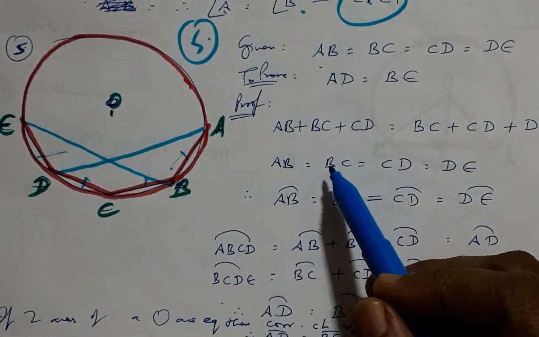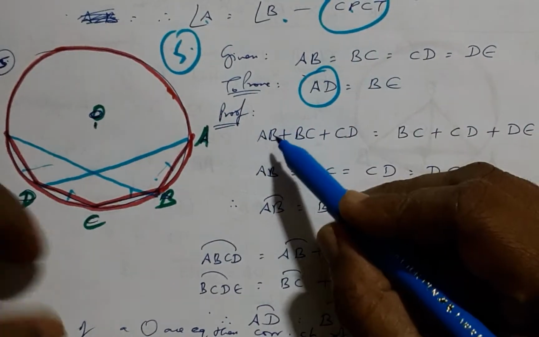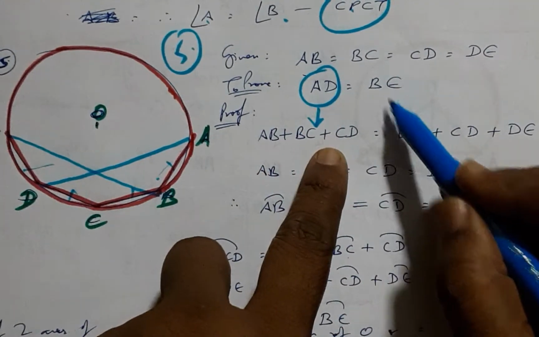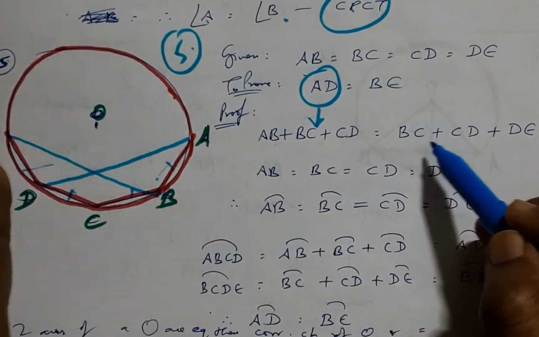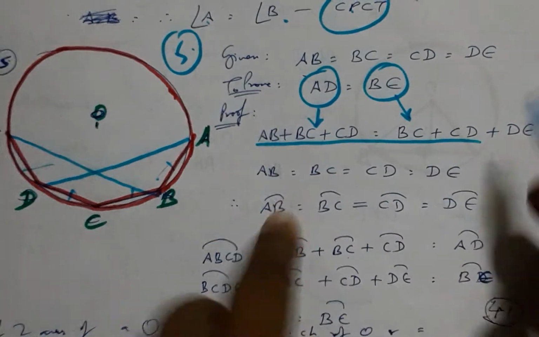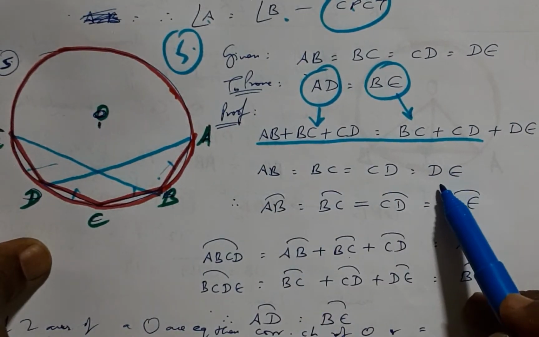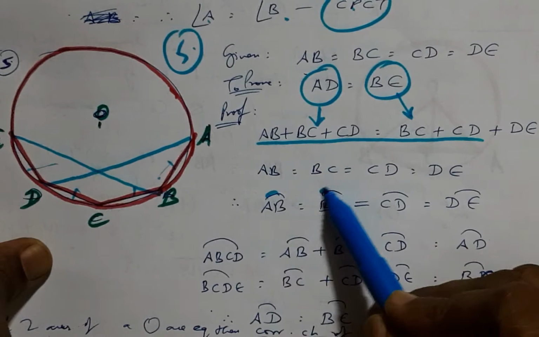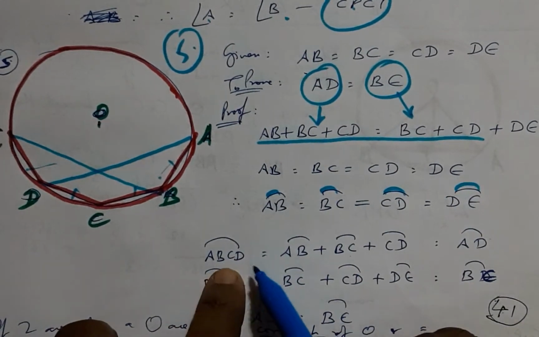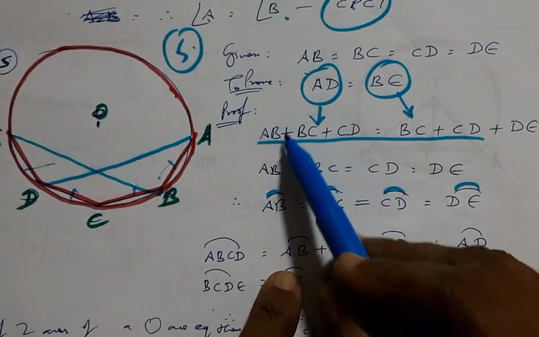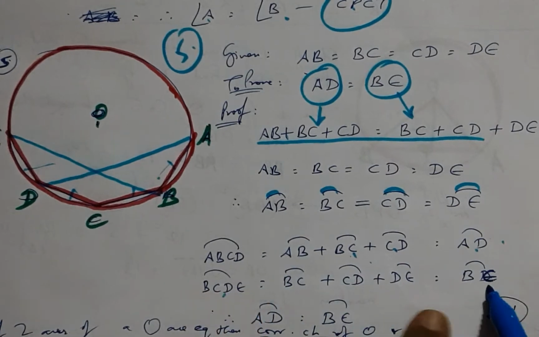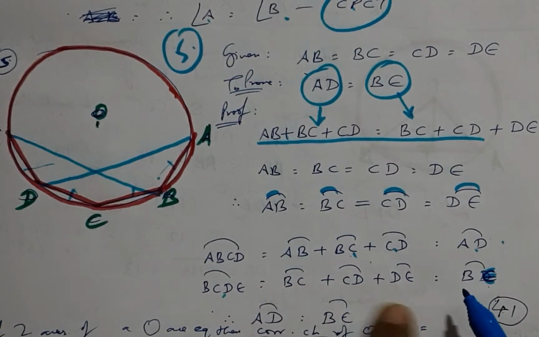For that, basically AD means AB plus BC plus CD forms AD, and BC plus CD plus DE forms BE. To achieve this, we know that all these chords are equal, therefore their corresponding arcs are also equal, and we know that ABCD, this combination of arcs, means it is AD, and this is BE, a combination of these arcs.